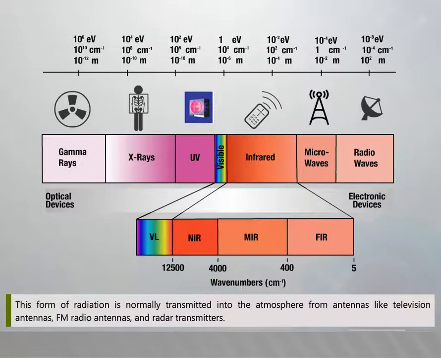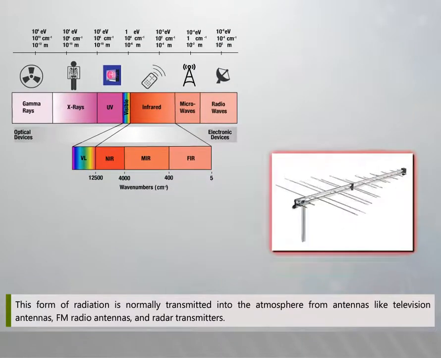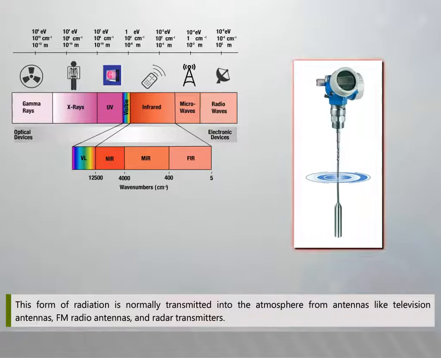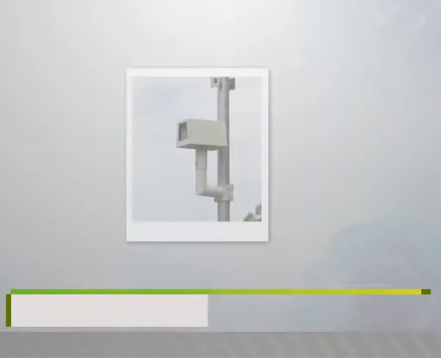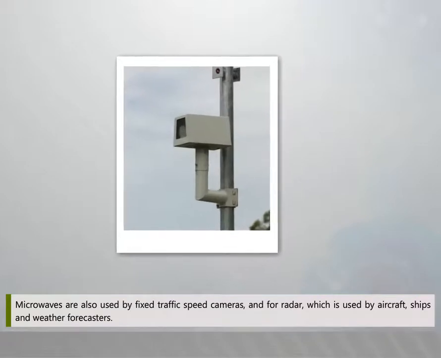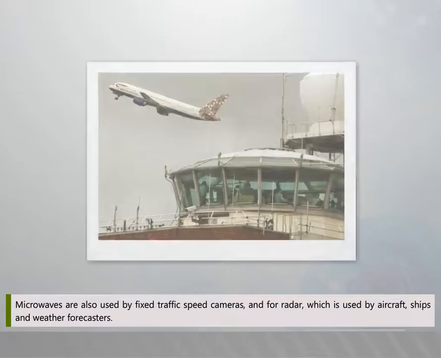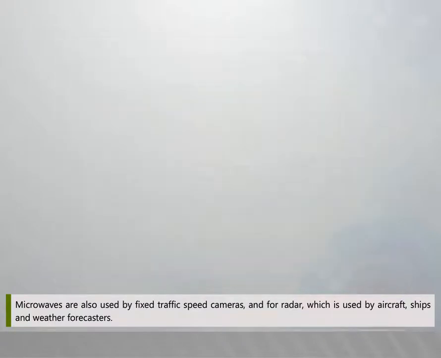This form of radiation is normally transmitted into the atmosphere from antennas like television antennas, FM radio antennas, and radar transmitters. Microwaves are also used by fixed traffic speed cameras and for radar, which is used by aircraft, ships, and weather forecasters.